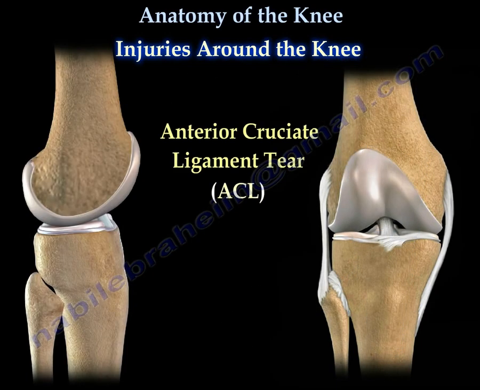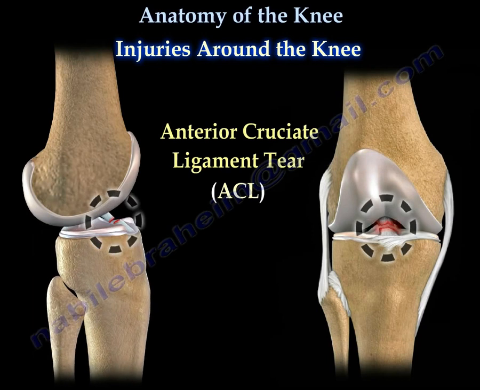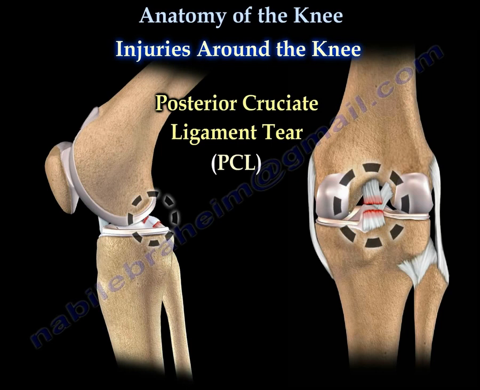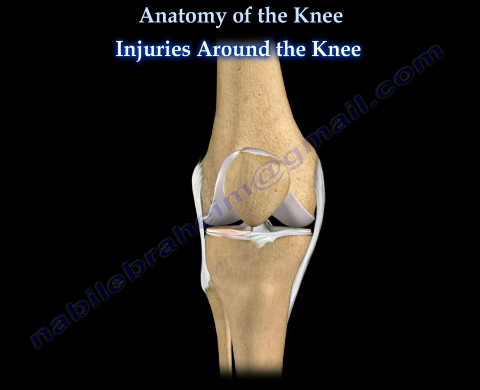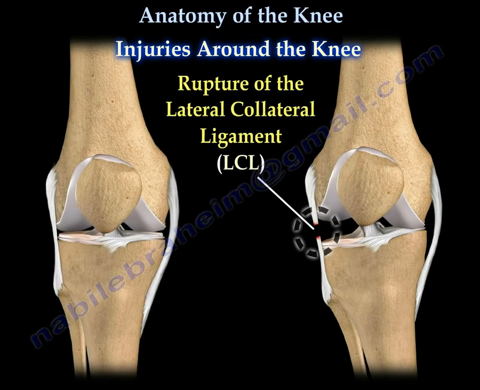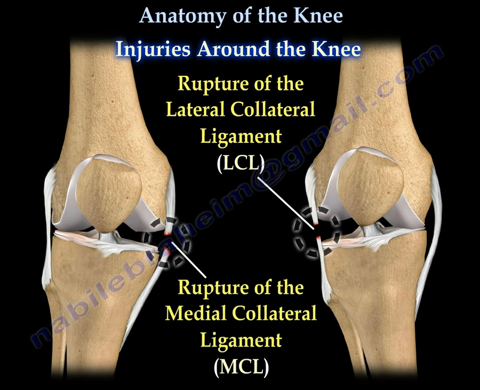In an anterior cruciate ligament injury, the tibia moves forward. In a posterior cruciate ligament injury, the tibia moves backward. Rupture of the collateral ligament of the knee, lateral or medial, will cause abnormal side movement of the leg.